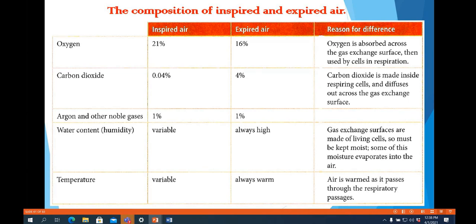Argon and other noble gases: inspired air 1%, expired air 1%. Water content, humidity: inspired air variable, expired air always high. Reason: gas exchange surfaces are made of living cells, so must be kept moist. Some of this moisture evaporates into the air. Temperature: inspired air variable, expired air always warm. Reason: air is warmed as it passes through the respiratory passages.